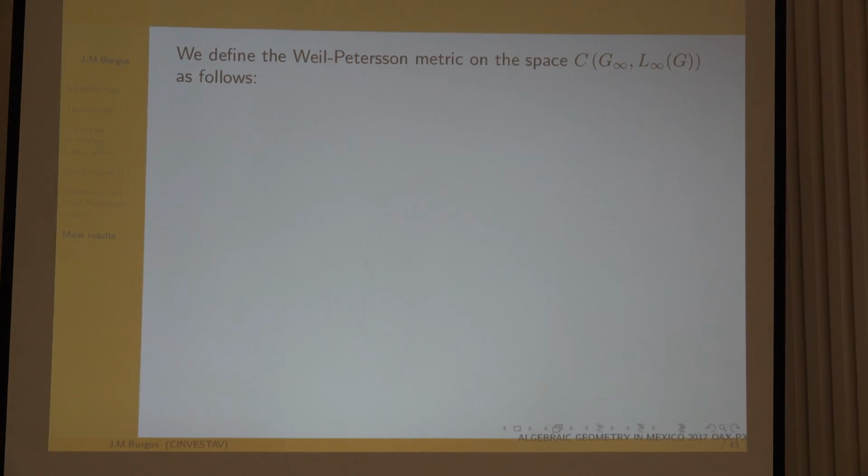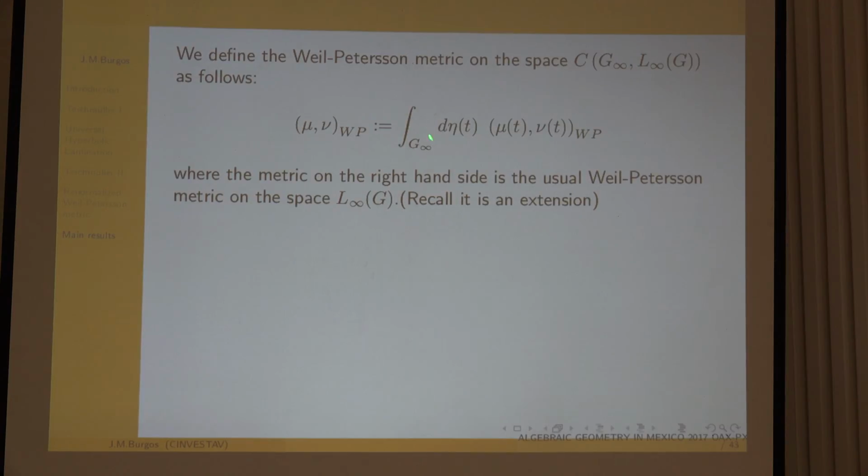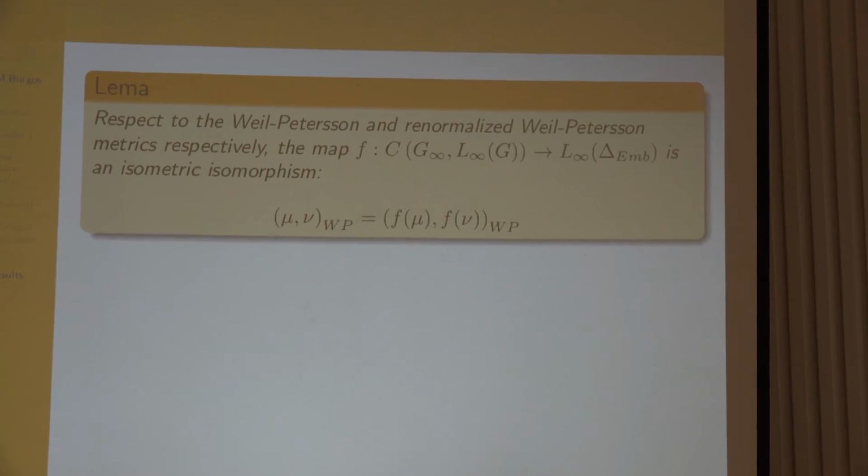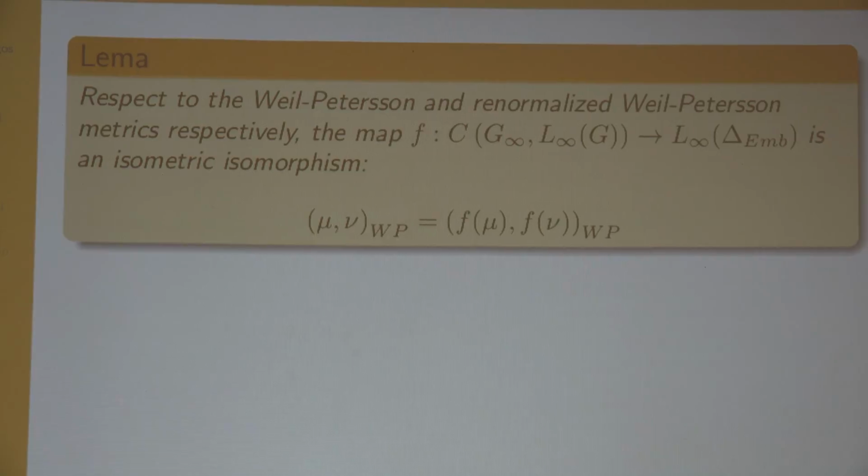We define the Weil-Petersson metric on the continuous function space as usual. Here the measure is the Haar measure, the unique normalized Haar measure on the profinite completion group. The profinite completion is a compact group, so it has a Haar measure. And this is the main lemma of the main theorem: with respect to the Weil-Petersson and renormalized Weil-Petersson metrics, the map F is an isometric isomorphism.